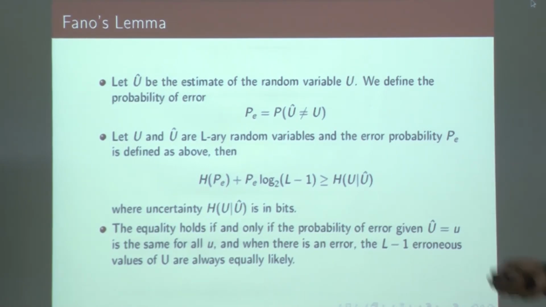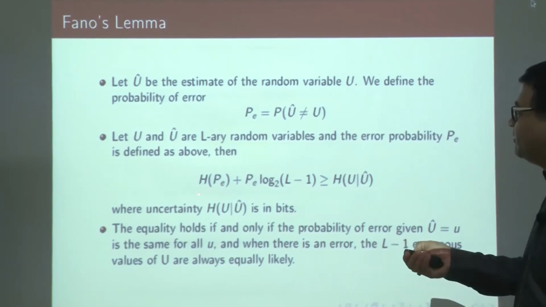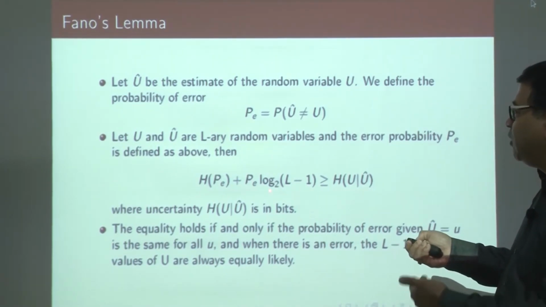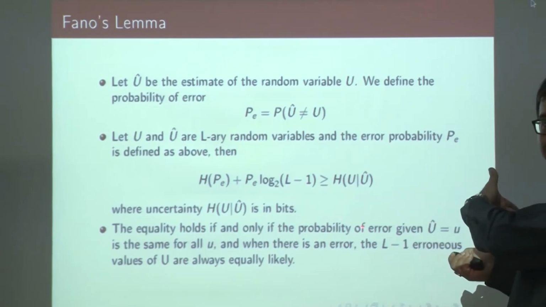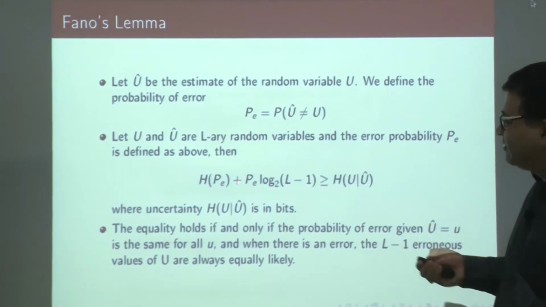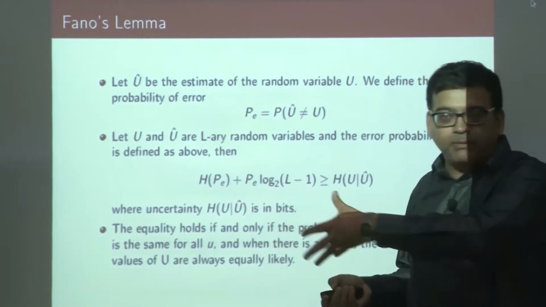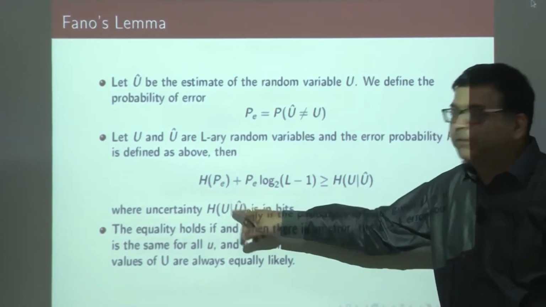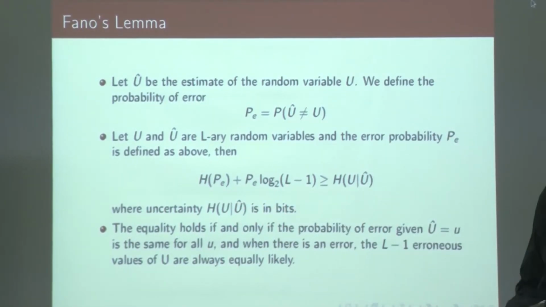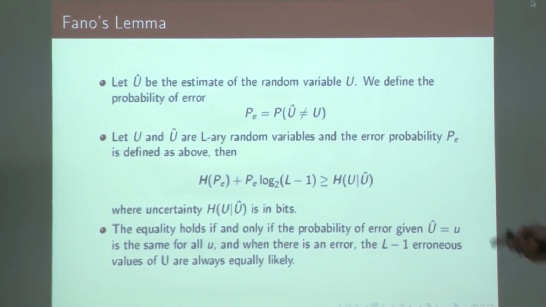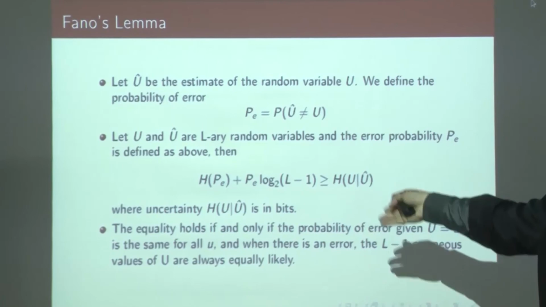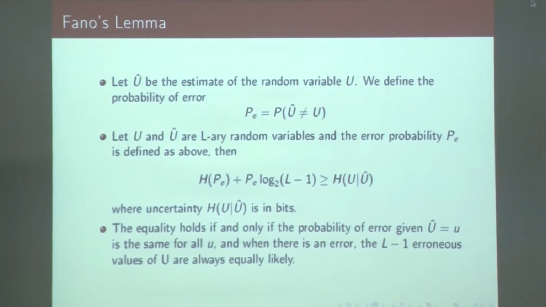In some places you will see small variants of this, somewhere you will see H of p plus p log of L minus H of u given u hat. Some places you will see, because H of p is upper bounded by 1, you will see 1 plus p log of L minus 1 greater than or equal to H of u given u hat, or you will have 1 plus p log of L greater than or equal to H of u given u hat. So, those you can derive from this particular form.